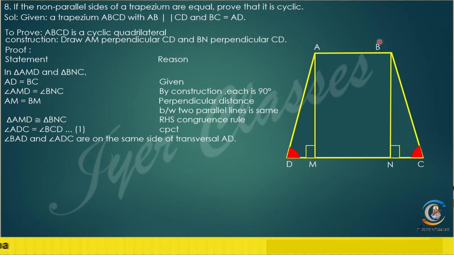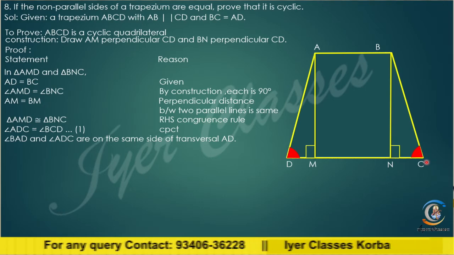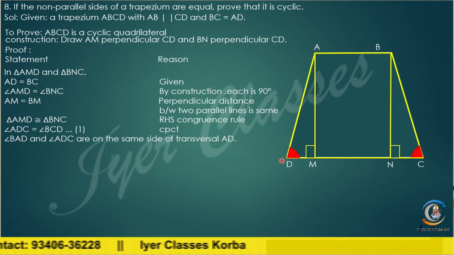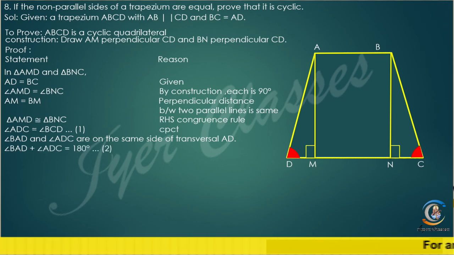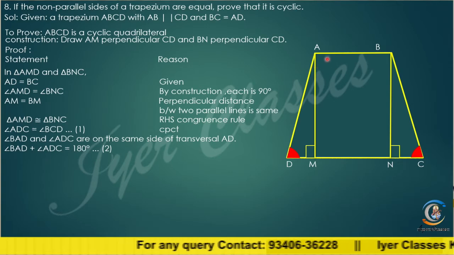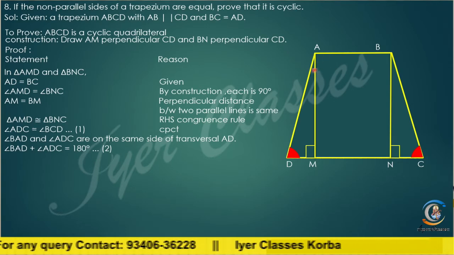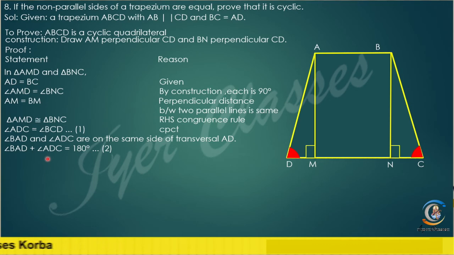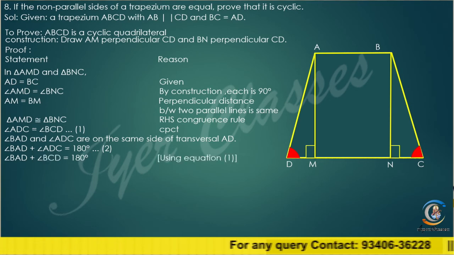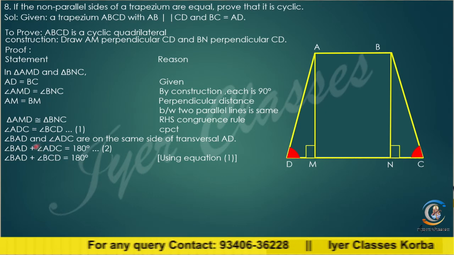Angle BAD and angle ADC both are on the same side of the transversal, which is AD. AB and CD are parallel. So, what happens if you add up the angles between two parallel sides on the same side of the transversal? They sum up to how much? 180 degrees, right?